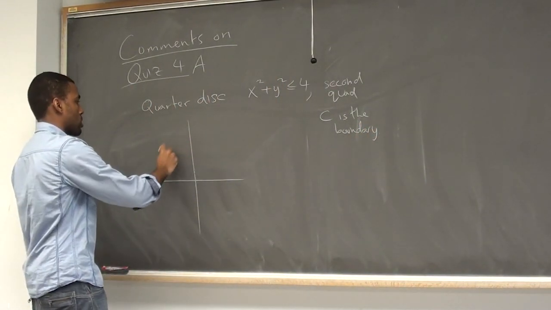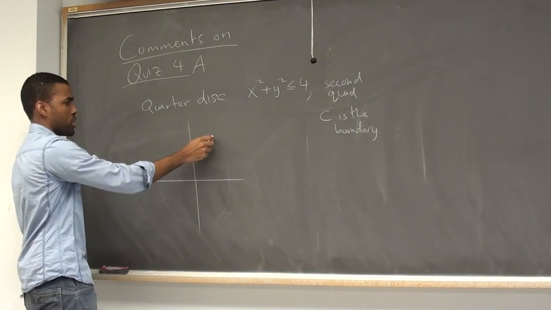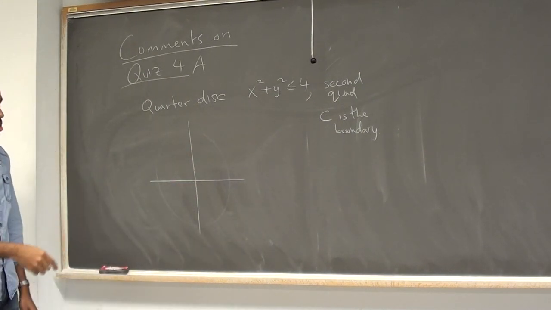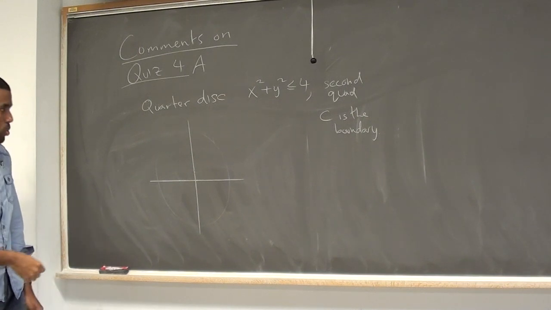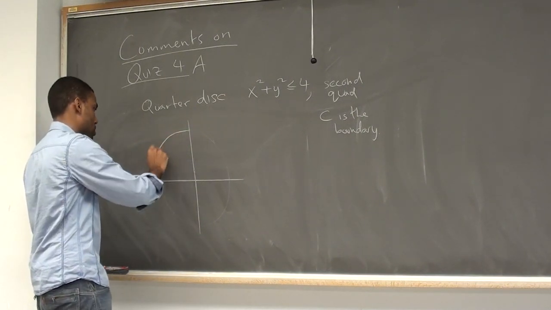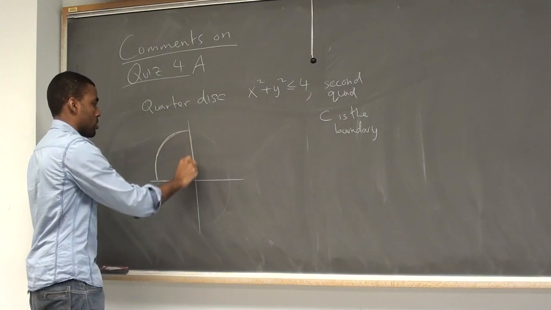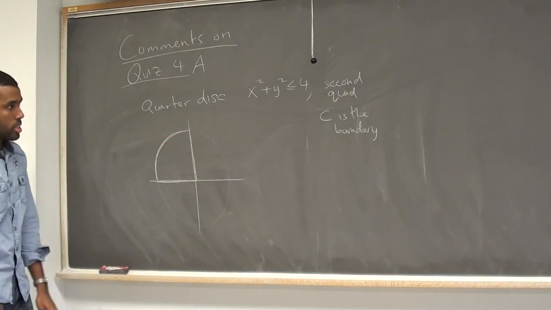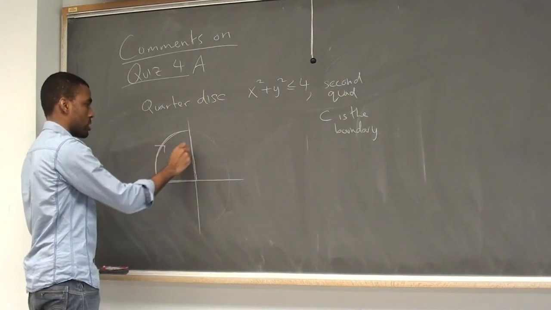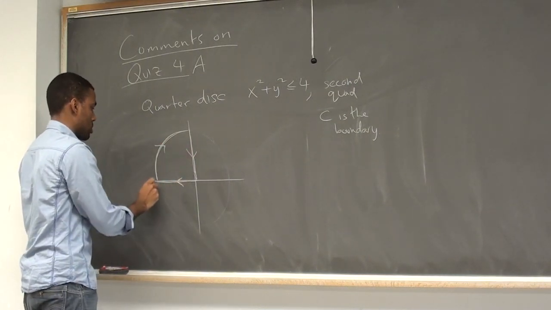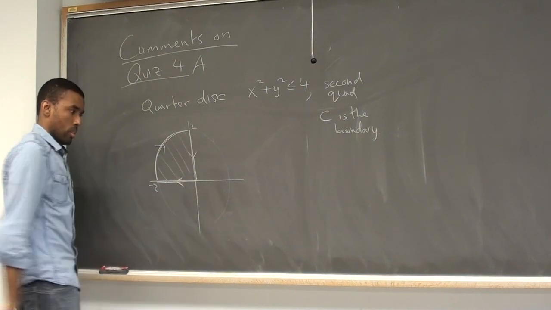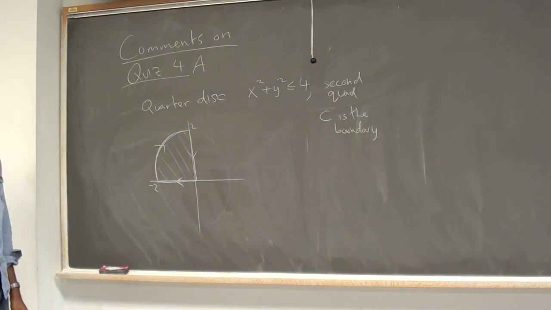So we have a circle, and some people actually draw a full circle and put arrows all over the thing, which was wrong. You have a full circle, but I only care about the part in the second quadrant, so there's only this part. C is the boundary of this, meaning the surrounding area, and it's oriented clockwise. This is 2, this is 2. And then you can shade the area. So that was part 2.